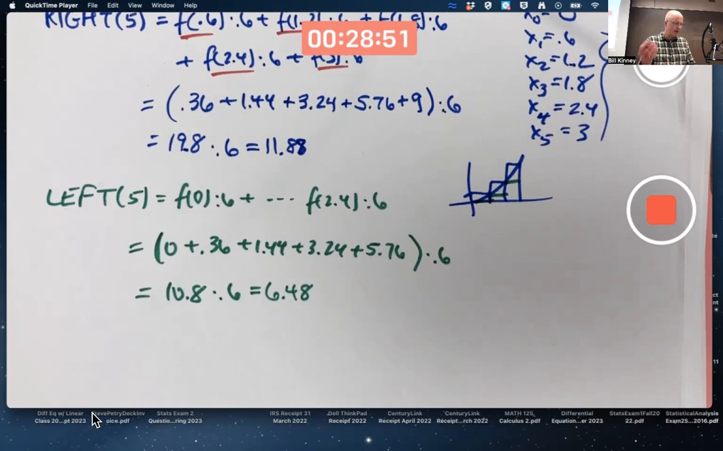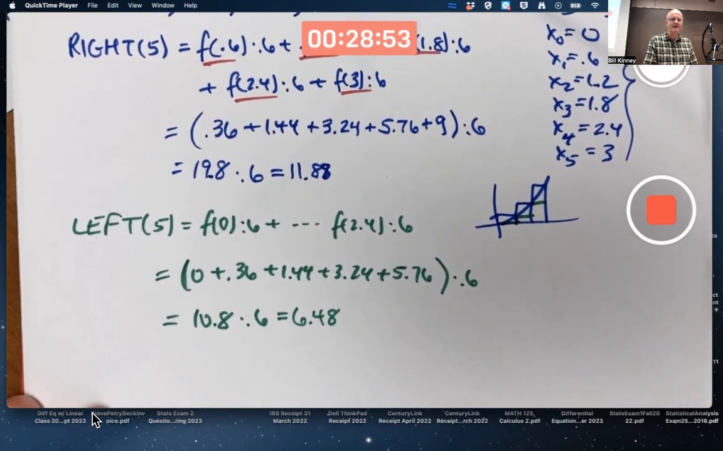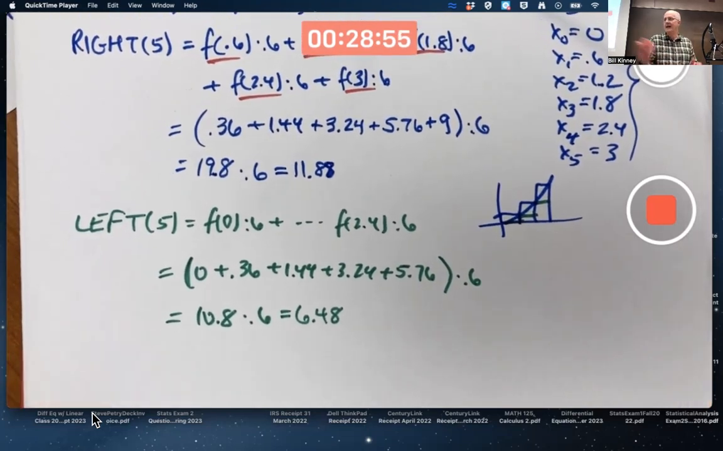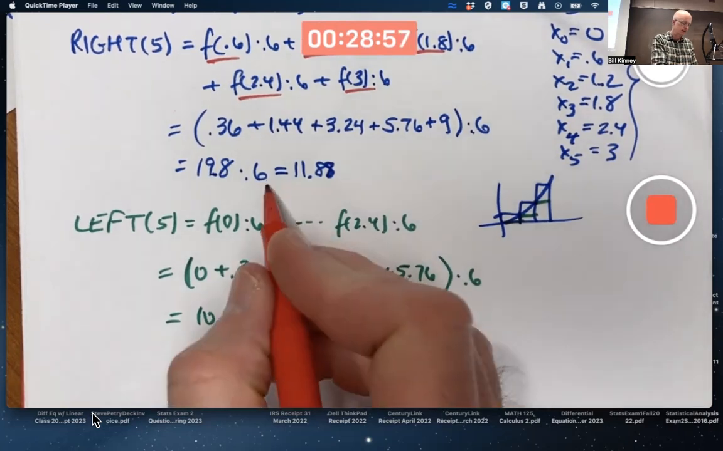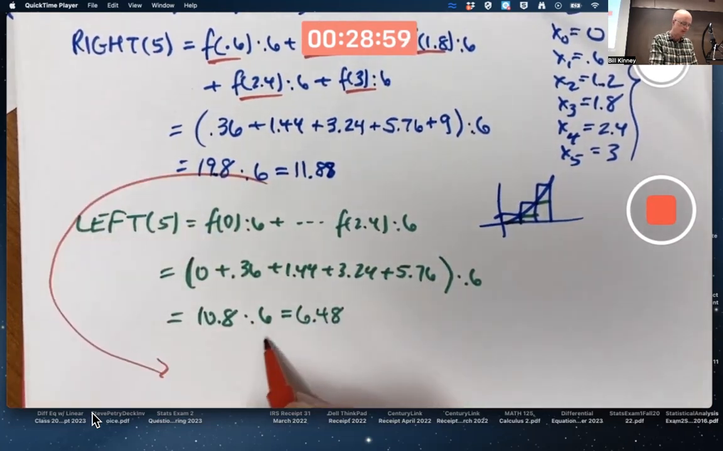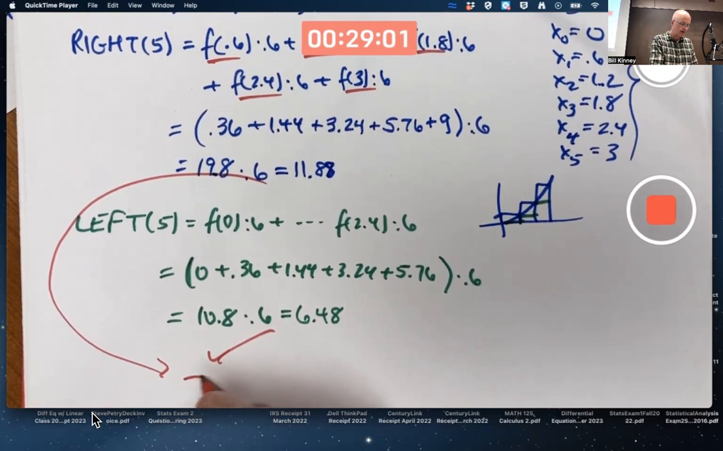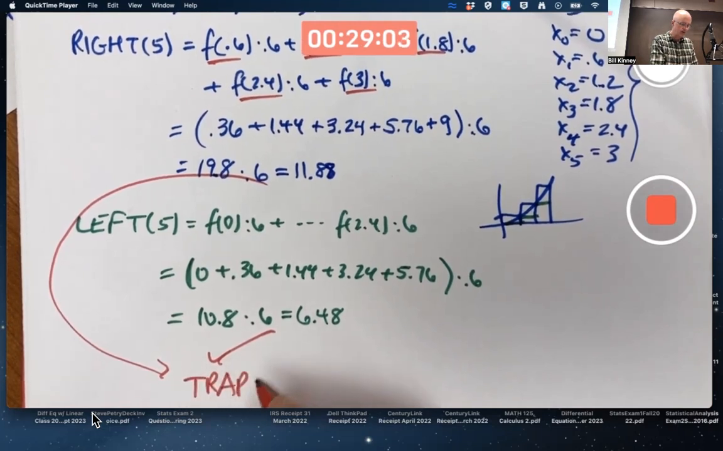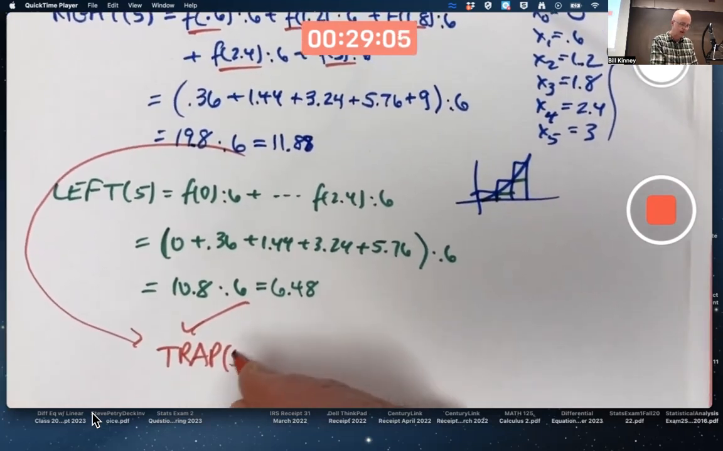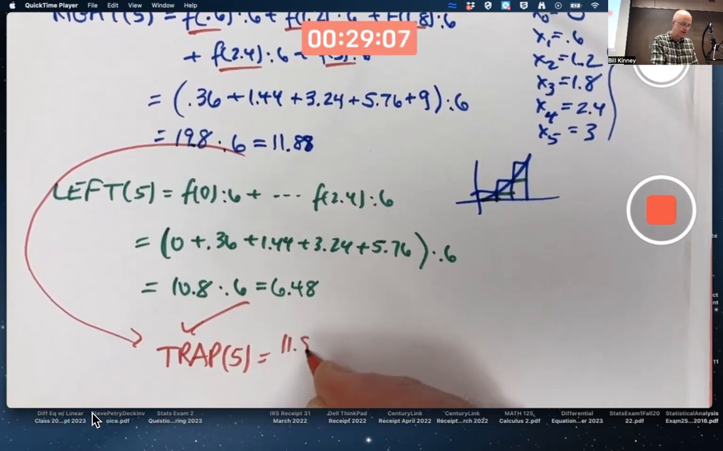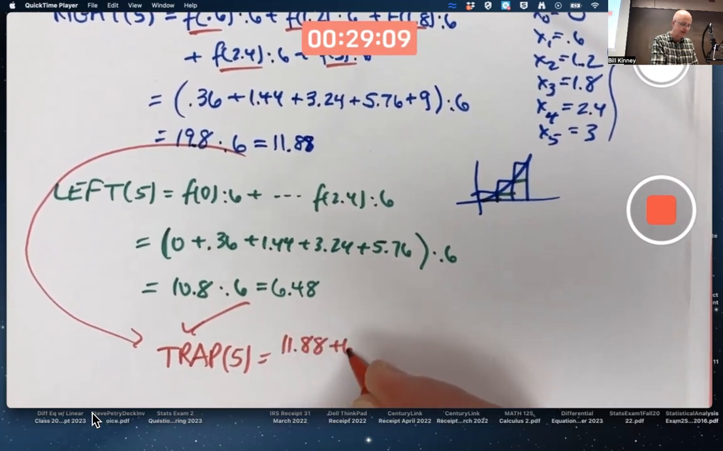And it makes the most logical sense to probably just try to average these. It's called the trapezoid rule, when you do that: average these two numbers, 11.88 plus 6.48 divided by 2.